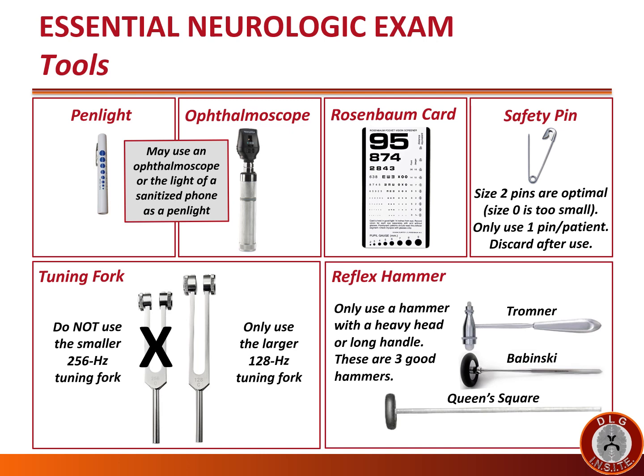A tuning fork, specifically the larger 128 Hz tuning fork. Do not use the smaller 256 Hz tuning fork. The rationale for this is explained later in the presentation. And a reflex hammer, and only use a hammer with a heavy head or long handle. Three good examples are the Tromner hammer, Babinski hammer, and Queen Square hammer.